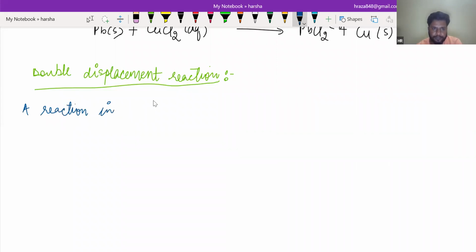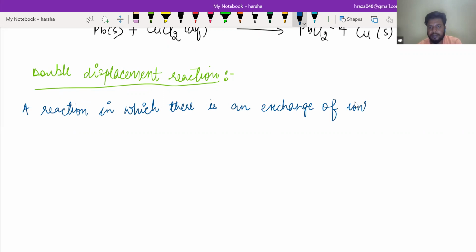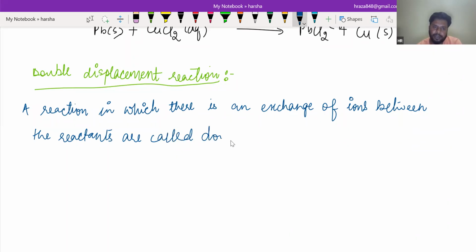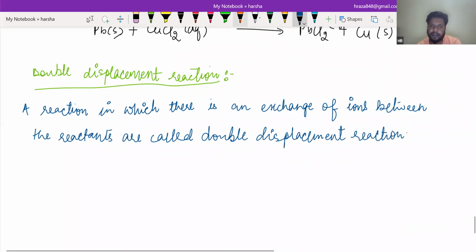A reaction in which there is an exchange of ions between the reactants is called a double displacement reaction. There will be exchange of ions between reactants.